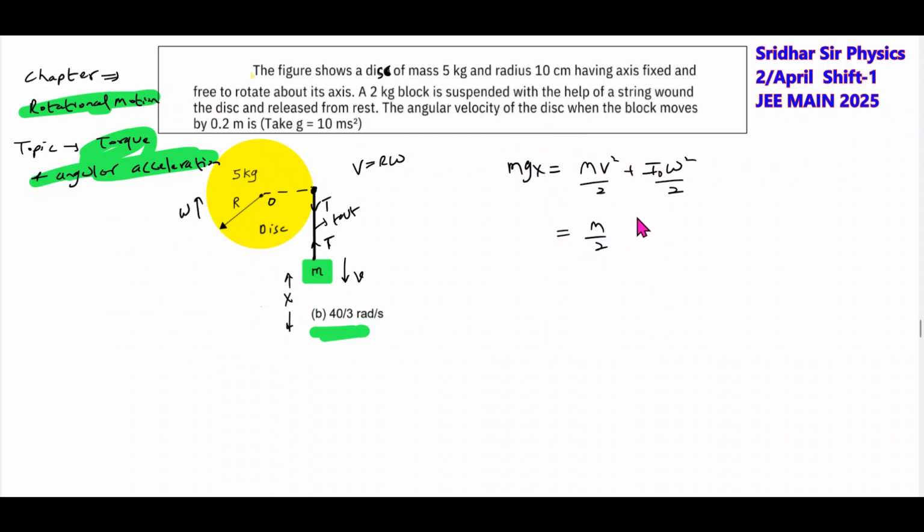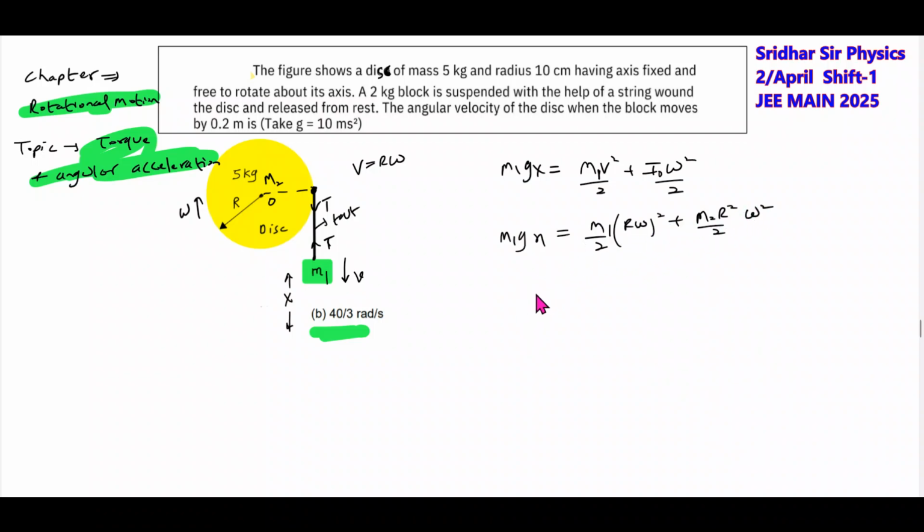So we'll do one thing. V we can write as r omega. The moment of inertia of the disk is mr square by 2. This m and that m are different, so I'll write m1 for the mass of the block and m2 for the mass of the disk. We have to calculate this omega.